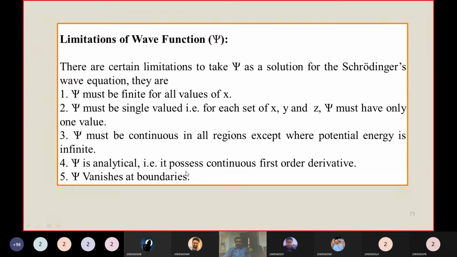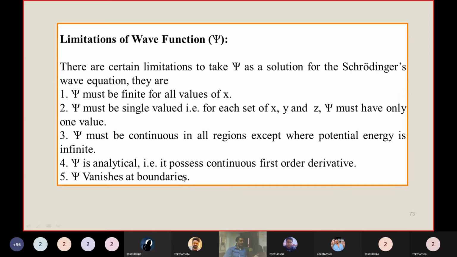Now the next one: psi is analytical. That means it possesses a continuous first order derivative. If you differentiate the psi value with respect to t or with respect to x, that differentiation also continues. So psi is continuous and the first order derivative of psi is also continuous. Psi vanishes at boundaries.